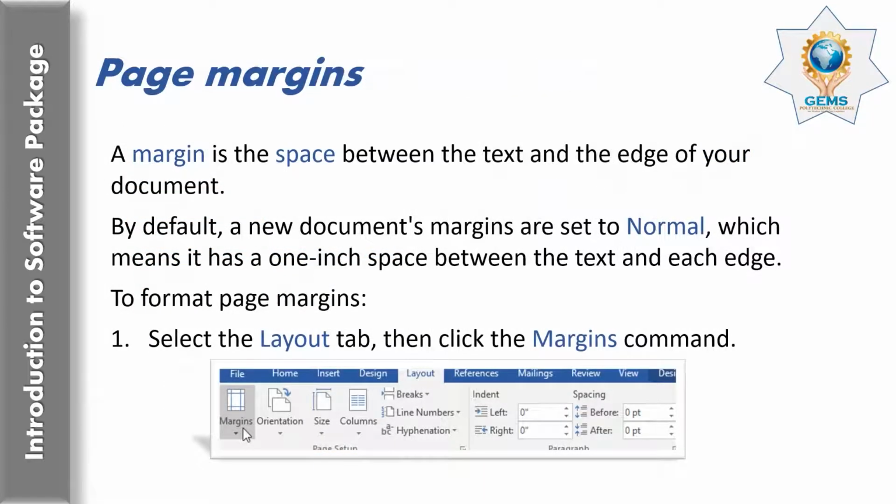Next one is page margins. A page margin is the space between the text and the edge of your document. By default, a new document's margins are set to Normal, which means it has 1 inch of space between the text and each edge. To format the page margins, again you have to select the Layout tab, then click the Margins command. You can see in this image that you click the Layout tab and go to the Margins command.